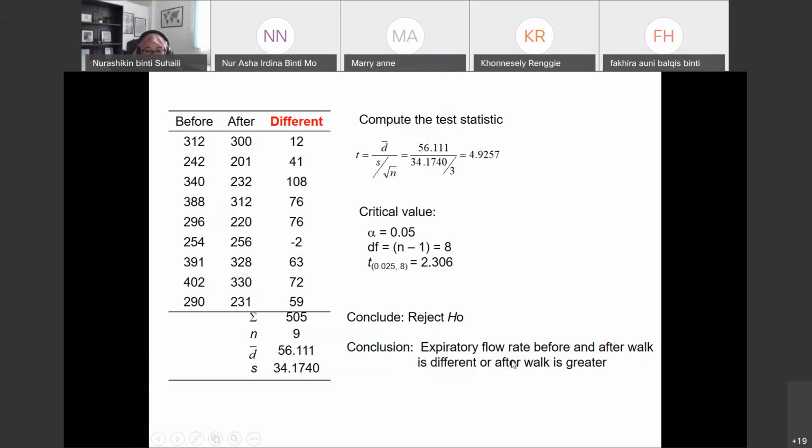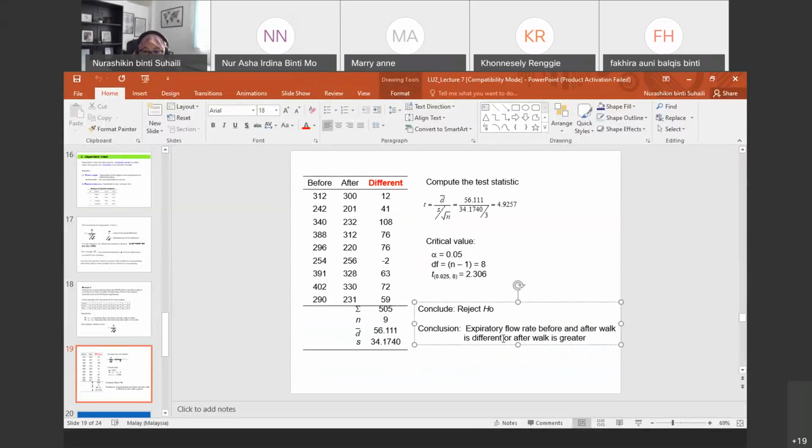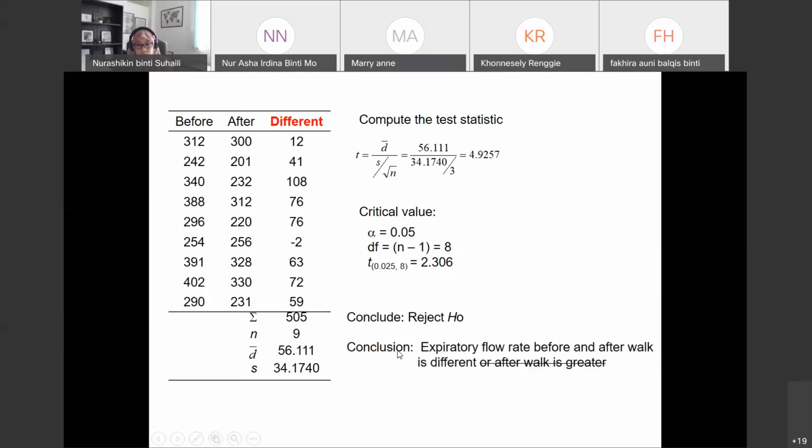Let me correct this. If you have downloaded the notes, please cancel this one because it's not given in the question, greater or less. So you have to say that it's only different. Okay. So the conclusion is the experience. So this is what I mean by being specific.